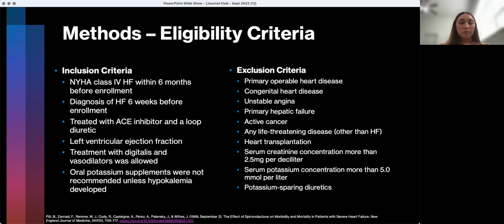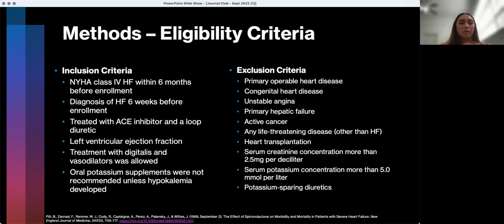But moving forward a little bit, this is what the inclusion and exclusion criteria consisted of. Essentially there was the New York Heart Association. To be included, you had to have either a class 4 heart failure within 6 months before enrollment, and a diagnosis of heart failure 6 weeks before enrollment as well. And then also you had to be treated with an ACE inhibitor and a loop diuretic, so you're already taking these medications. And then the left ventricular ejection fraction. This basically measures the amount of blood that the left ventricle of the heart pumps out to the rest of your body with each heartbeat. So that was also considered.